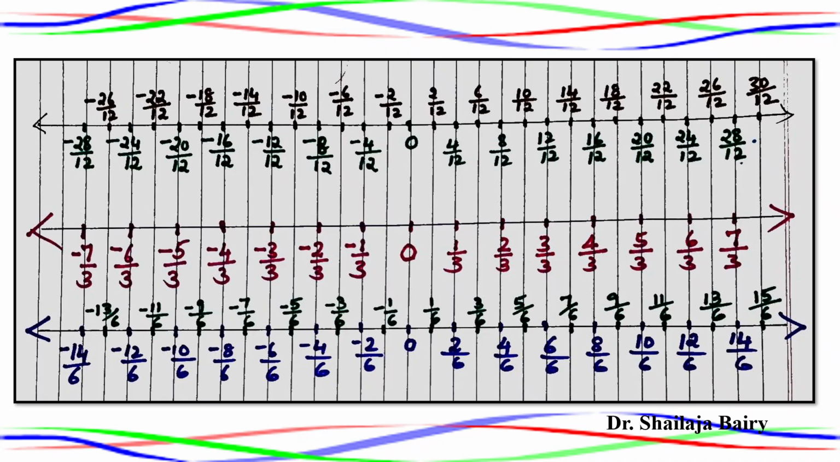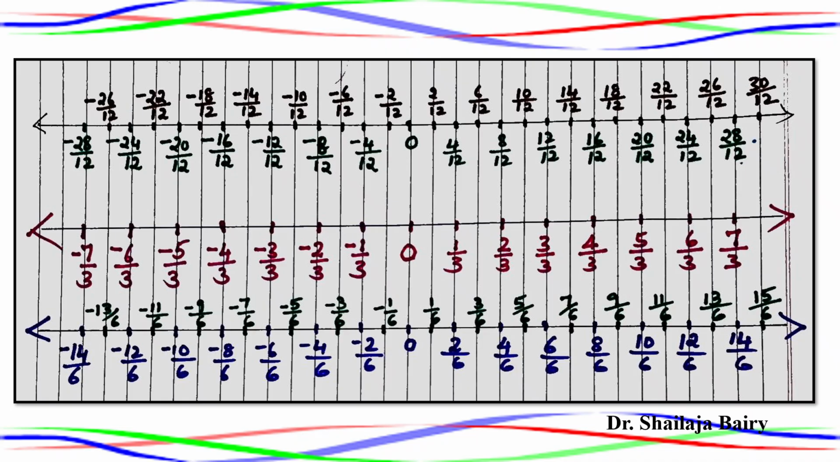So what is the missing one in the middle number line? Topmost has 2 by 12 and the bottommost has 1 by 6, and the middle one has 0 on the left and 1 by 3 on the right. It should be 0.5 by 3, you can just check, 0.5 by 3.